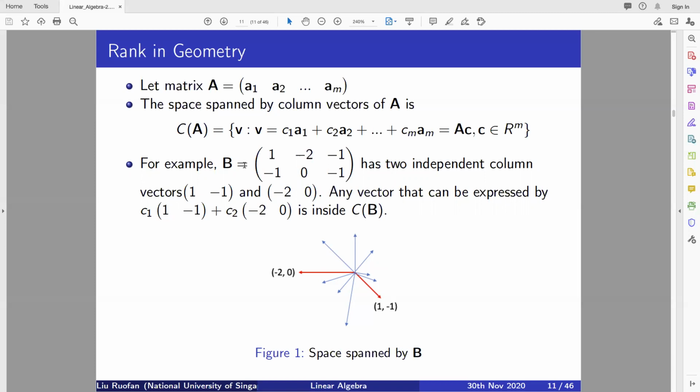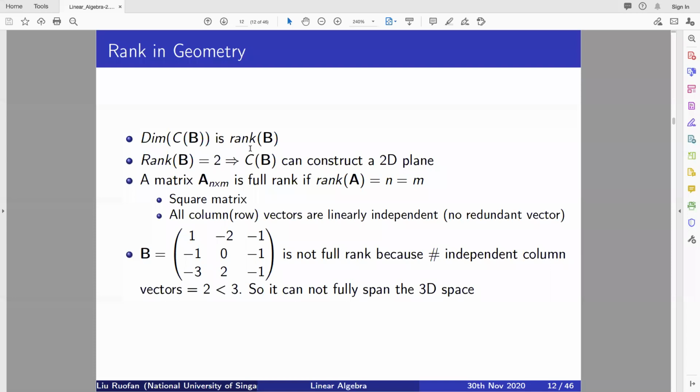For example, my matrix B is like this, and it has two independent columns, (1, -1) and (-2, 0). So any vector that can be expressed by c1 times (1, -1) plus c2 times (-2, 0) is inside the column space of B. And the rank of B is just the dimension of the column space. Rank B is equal to 2. That means the column space of B can only construct a two-dimensional plane.